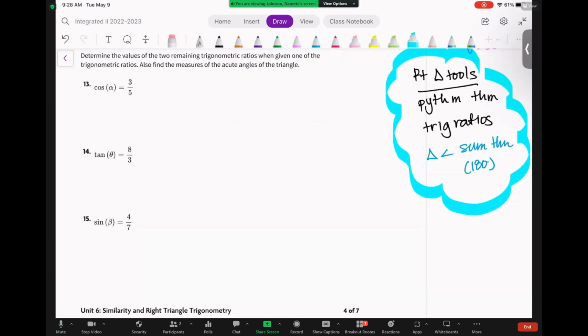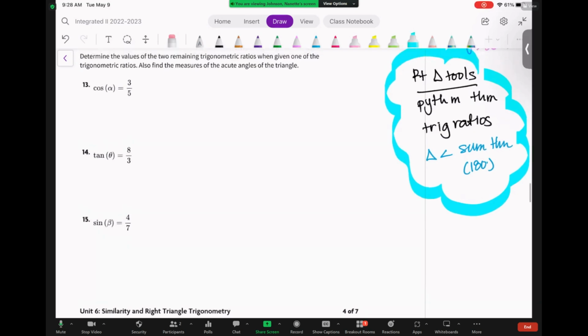So if they gave you cosine alpha equals 3 over 5, the very first thing that you want to do is draw that triangle. It doesn't really matter how your triangle looks right now. Later on, I will show you that it'll attach itself to the x and y axes. But right now, we're just going to draw this triangle however we want. I'm going to label this angle alpha and say that's a right angle. And they said the cosine is 3 over 5.